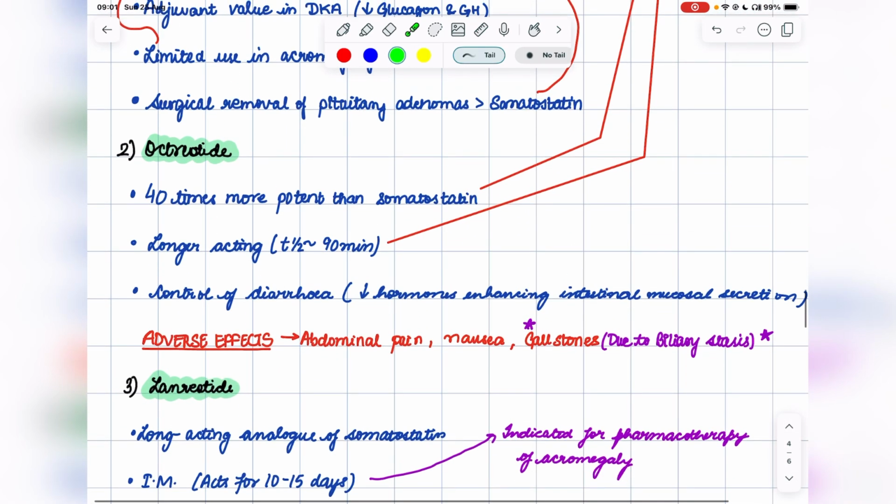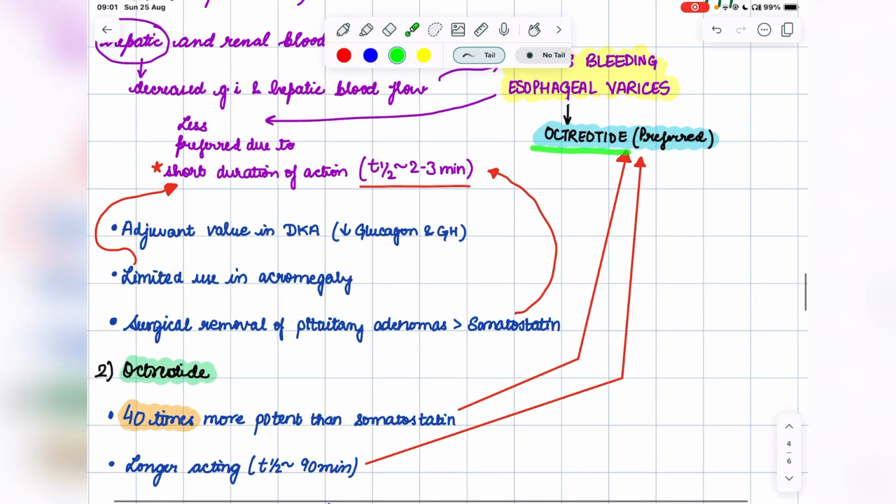Now coming to the second inhibitor of growth hormone, octreotide. Please, this number is important: it's 40 times more potent than somatostatin. That is one of the reasons why octreotide is preferred for controlling esophageal variceal bleeding that we were talking about. A low dose is required to stop the bleeding as compared to somatostatin, so we will prefer octreotide.